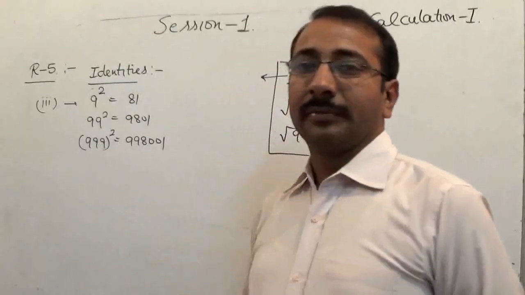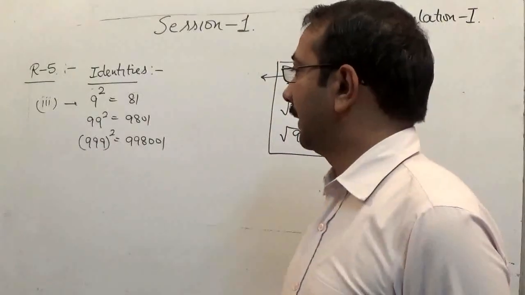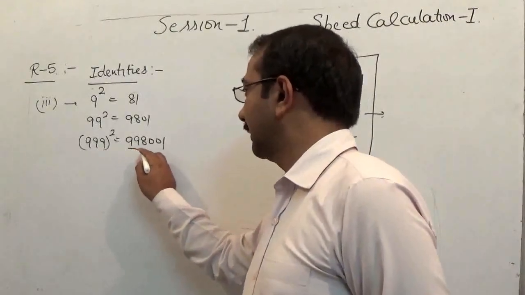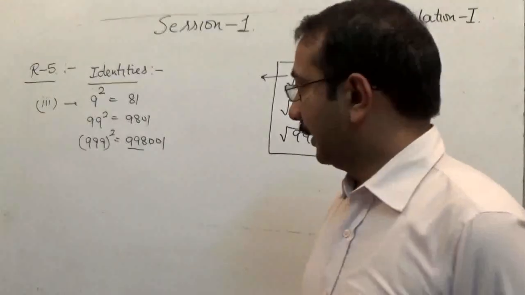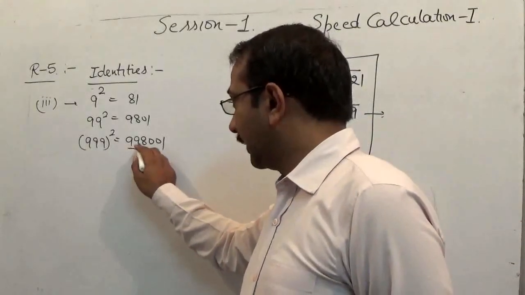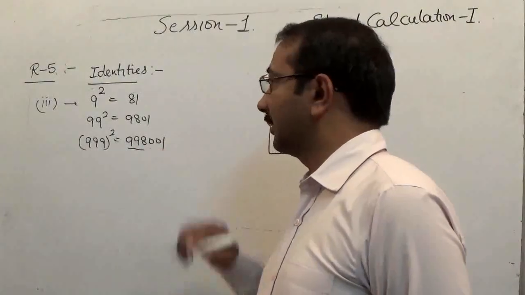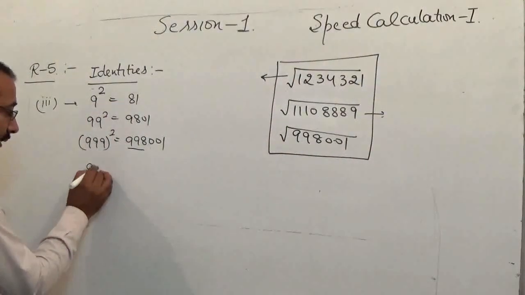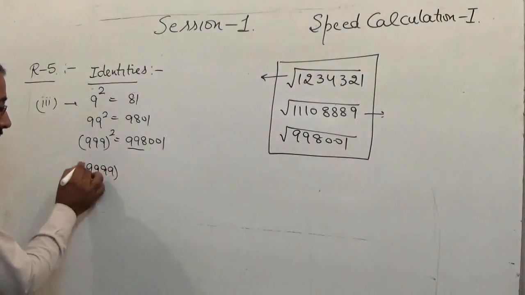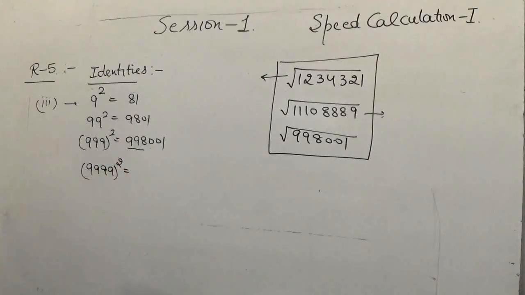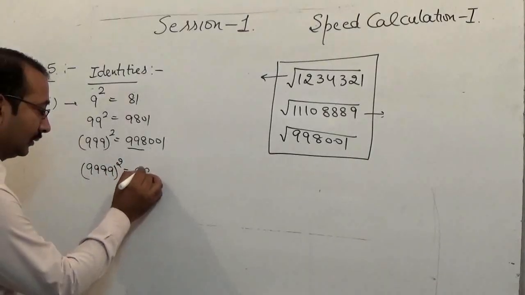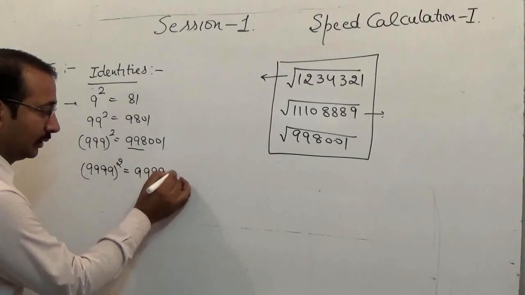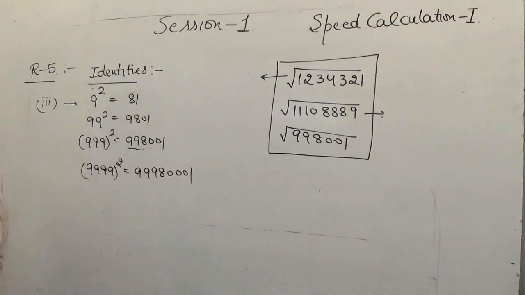Subtract 1 from the given number. 999 minus 1 results in 998. Then I have two 9s here, so put two zeros, and in the last you have to use 1. If I say 9999, I have to find the square. My answer will be 9998, 000, and it should end in 1.